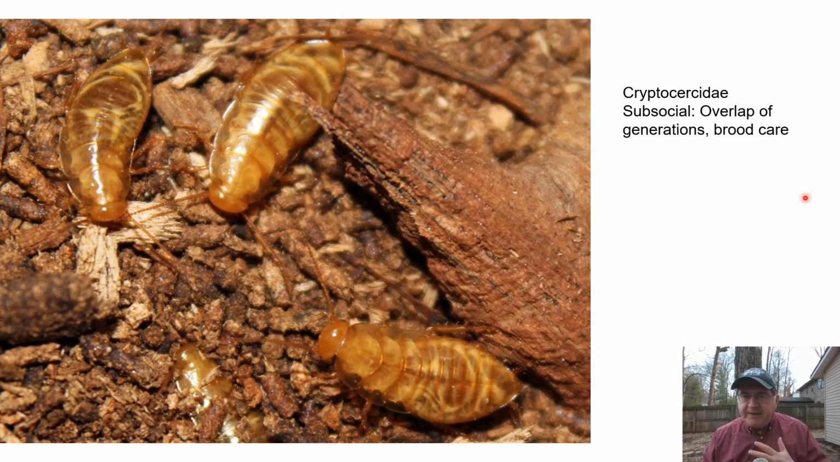So termites become eusocial. The fact that all termites are eusocial implies that it evolved only once. Doesn't prove it, but it does imply it. And maybe the cryptocercids are either on that route toward eusociality, or they're just a separate experiment with that sort of behavior.